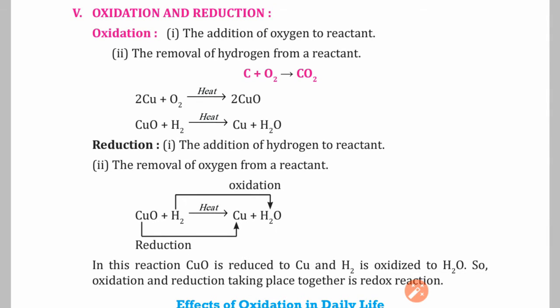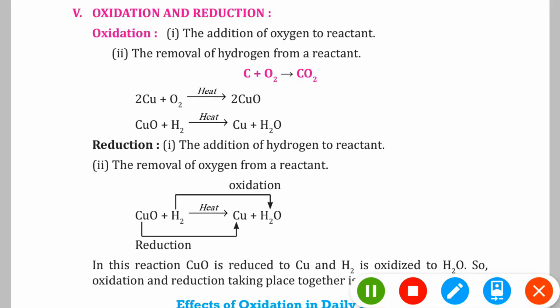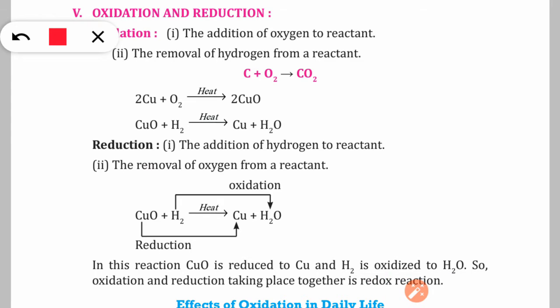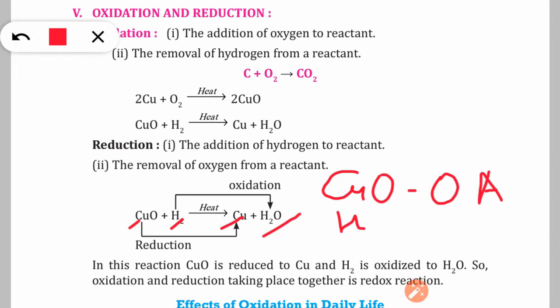Oxidation and reduction. Oxidation can be defined in terms of addition of oxygen or removal of hydrogen. Reduction can be defined as addition of hydrogen or removal of oxygen. When oxidation and reduction take place simultaneously, we call it a redox reaction. So in this example of copper oxide plus hydrogen giving copper and water, copper oxide is reduced to copper and hydrogen is oxidized to water. So the copper oxide here is working as oxidizing agent and hydrogen is reducing agent.